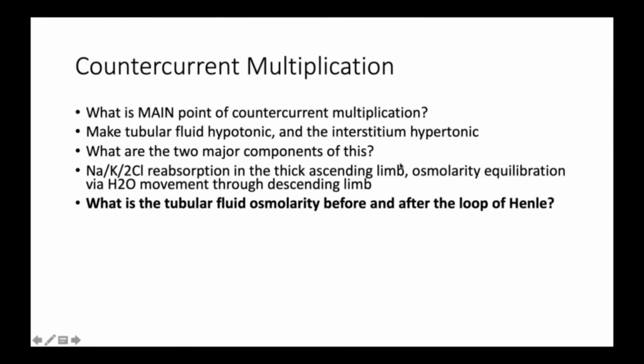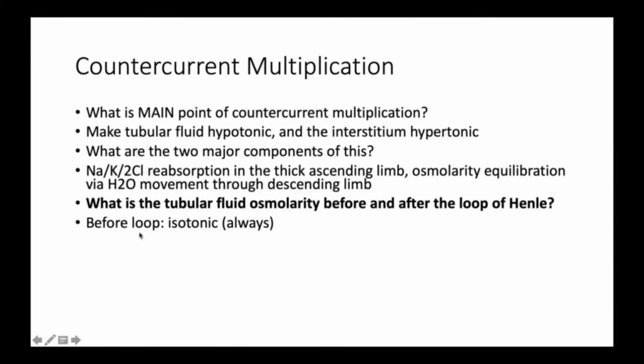So Burke, what's different about the loop of Henle? The descending part of the loop of Henle will be impermeable to solutes, but permeable to water. And then the ascending loop of Henle will be permeable only to solutes, but impermeable to water. Perfect. So you can change the osmolarity in the loop of Henle because the different limbs are permeable to different things. The descending part is permeable only to water and not solute, and the ascending part is permeable only to solute and not water.